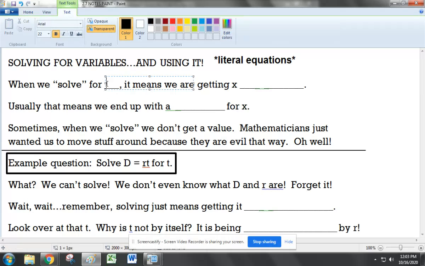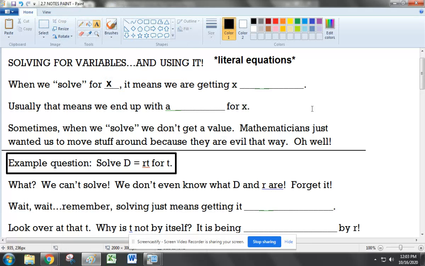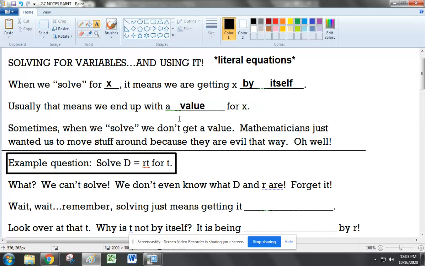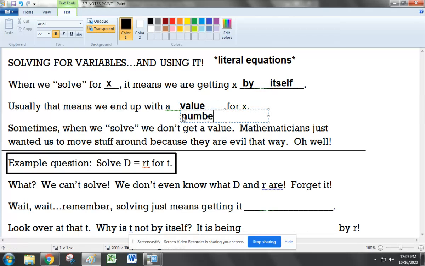Today, the big key is we are going to practice solving for x, but it's not always going to look like that. It might not be the letter x. What we're used to is the idea of getting x by itself, and that we usually end up with a value, or a number.